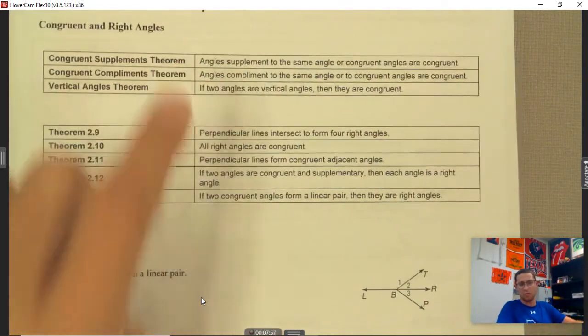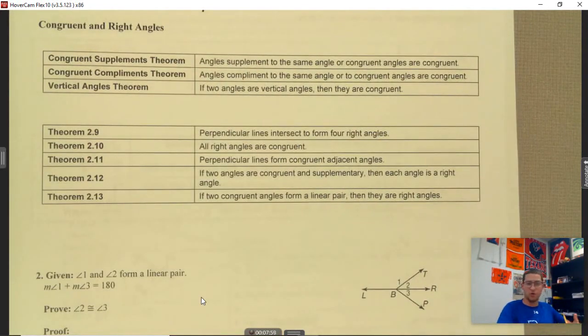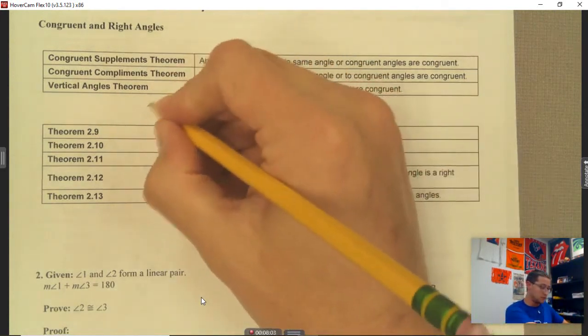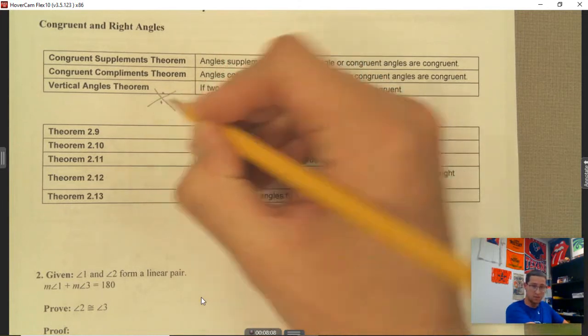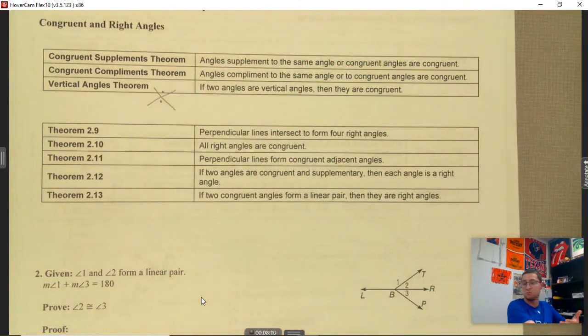Vertical angles theorem, that one might show up. If two angles are vertical, then they're congruent. We've talked about that fact before. Remember, the vertical angles are the ones where they cross, here and here. And so if you have two vertical angles, then they're also congruent.